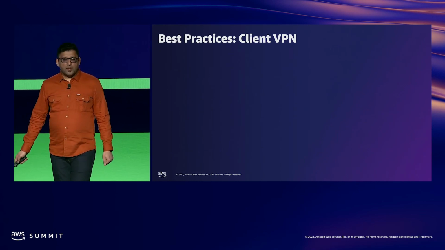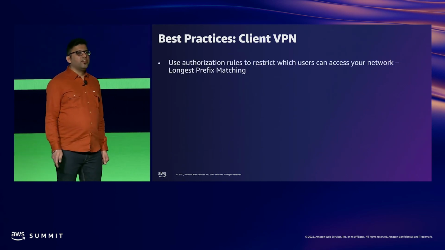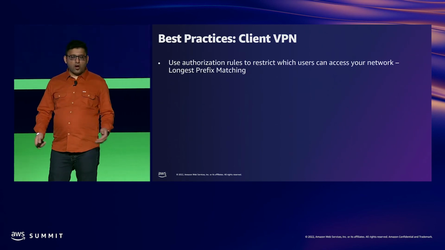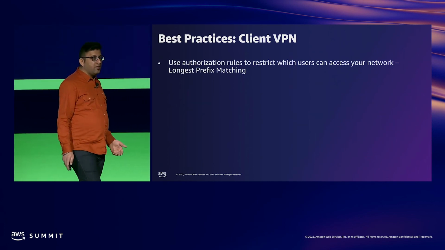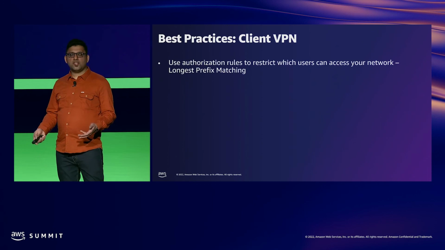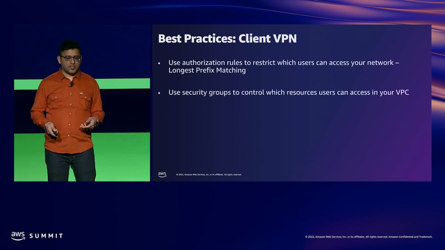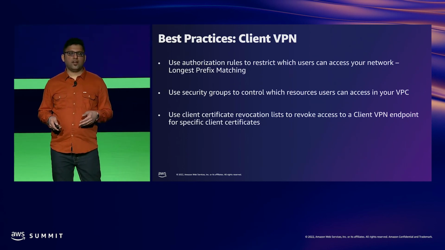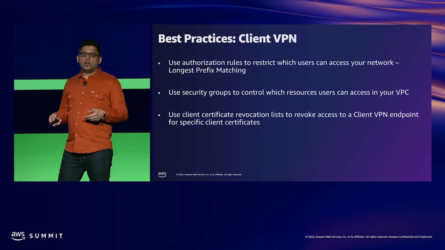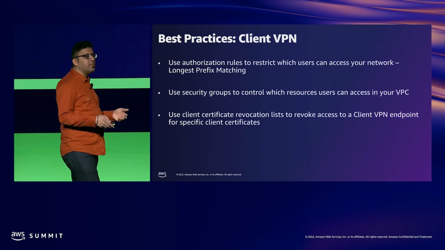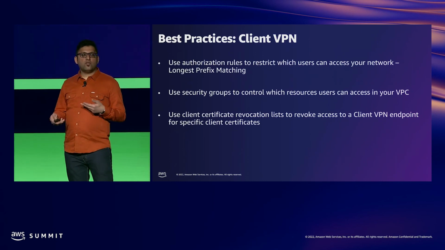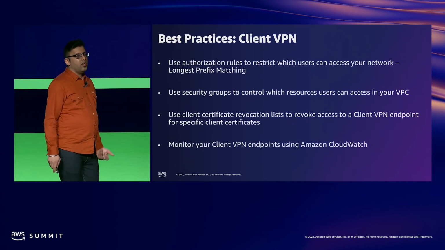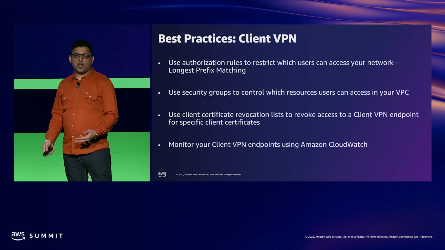Quickly talking about the best practices for Client VPN. As I mentioned, you can use authorization rules to determine and restrict access to what part of the network you want your users to access. We use longest prefix match, so make sure that you are using that as an evaluation criterion when you are setting up these authorization rules. You can use security groups. You can also use a client certificate revocation list if you want to revoke access to the client VPN endpoints for a specific user. For example, if you have a user who left the company and you want to revoke that access, you can use a client certificate revocation list for that. And you can also monitor your client VPN endpoints using CloudWatch, which is what we recommend.